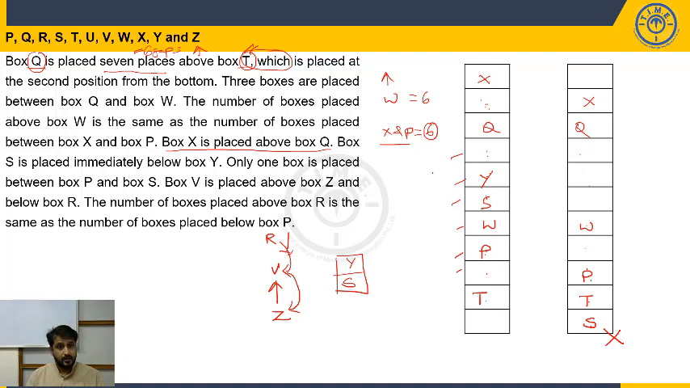Okay. Next, what is given? Number of boxes placed above R is same as number of boxes placed below P. So below P, how many are there already? 3. So above R has to be 3. So R will be immediately below Q. Then only it will satisfy the condition. Above R, 1, 2, 3 boxes. Now R, Z is below V, V is below R. So we have V here and Z here. So who is the only one we left? Let's check it. P, Q, R, S, T, U. Okay, U. U is missing. So U will be here.